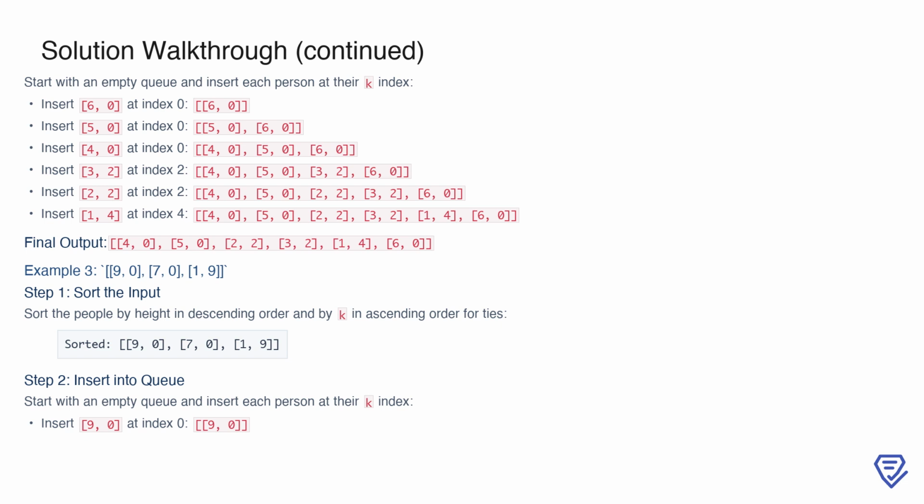Finally, [1, 4] is added at index 4, creating the final queue [4, 0], [5, 0], [2, 2], [3, 2], [1, 4], [6, 0]. This step-by-step process ensures that each person is correctly positioned to satisfy their k constraint.